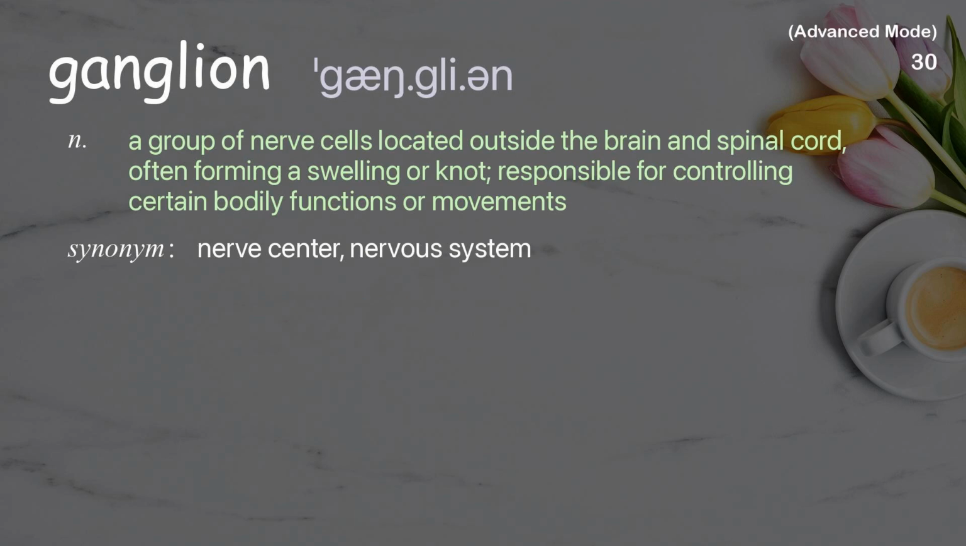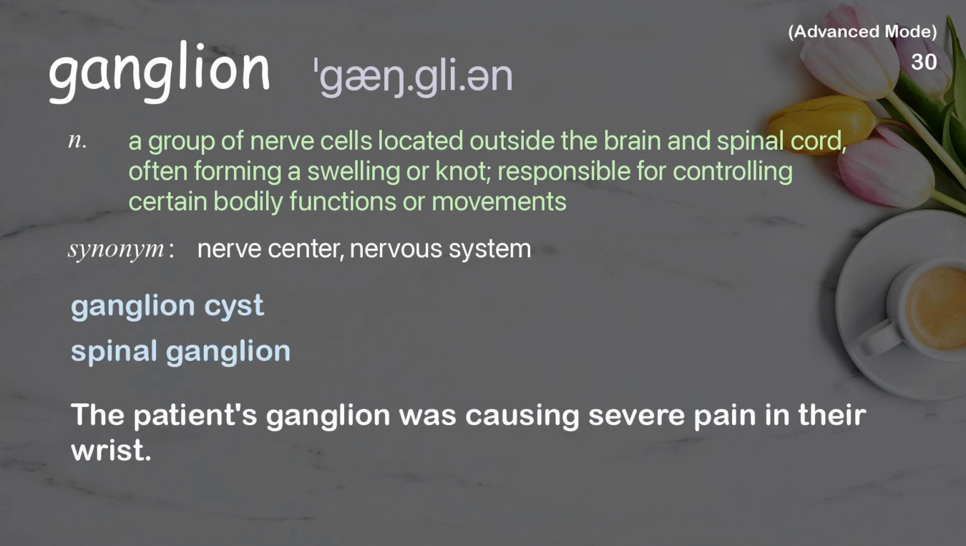Ganglion. A group of nerve cells located outside the brain and spinal cord, often forming a swelling or knot, responsible for controlling certain bodily functions or movements. Examples: Ganglion cyst, spinal ganglion. The patient's ganglion was causing severe pain in their wrist.